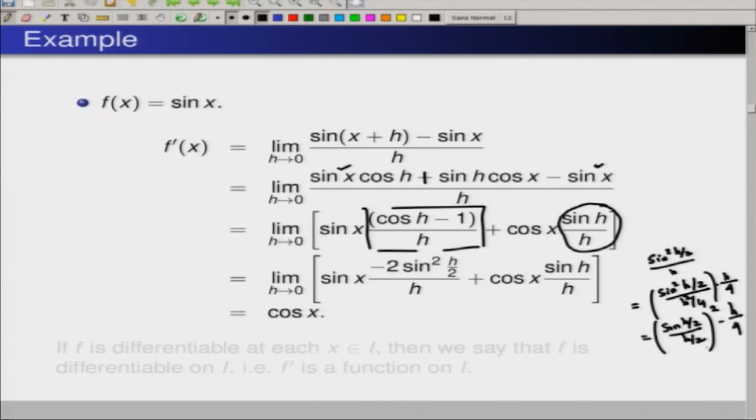So, now as h goes to 0, this one goes to 1, because sin h by h goes to 1. h goes to 0 means h by 2 goes to 0. So, sin(h/2) divided by h/2 will go to 1. Now, here you have h by 4; as h goes to 0, h by 4 will go to 0. So, the first term will go to sin x into 0 plus cos x into 1, which is going to be cos x.